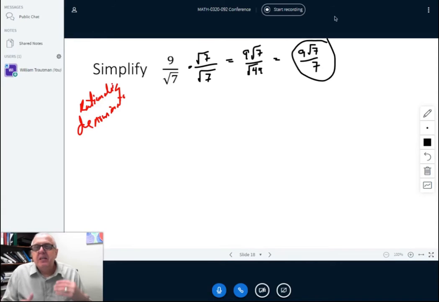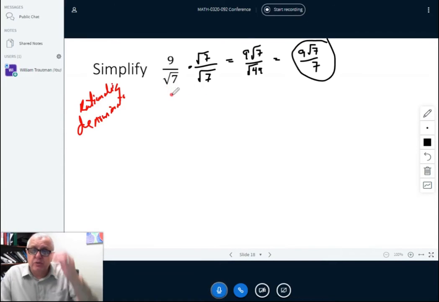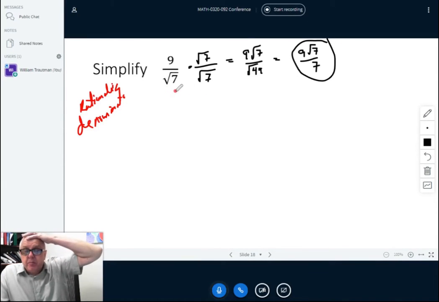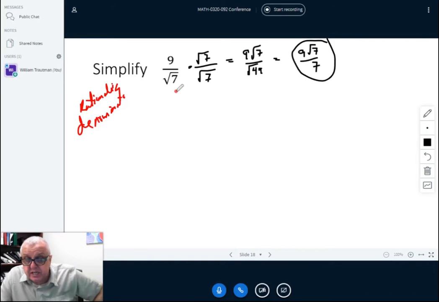This is simplifying, even though it doesn't look simpler. It's the same as rationalizing the denominator. You cannot have a radical, a square root or a third root, on the bottom of a fraction. It's okay to have it on the top of a fraction. You just can't have it on the bottom of a fraction.